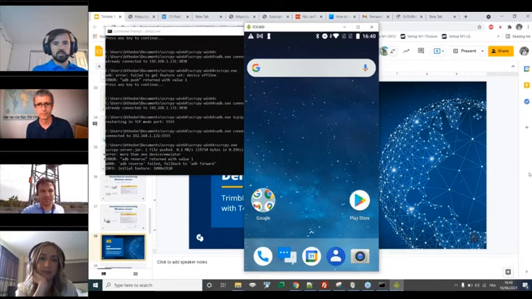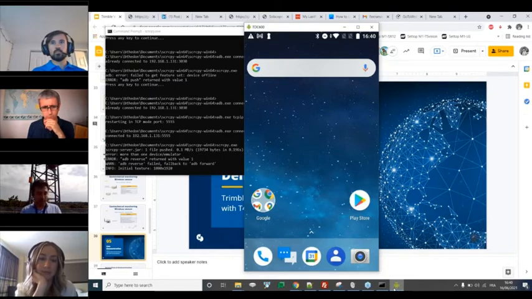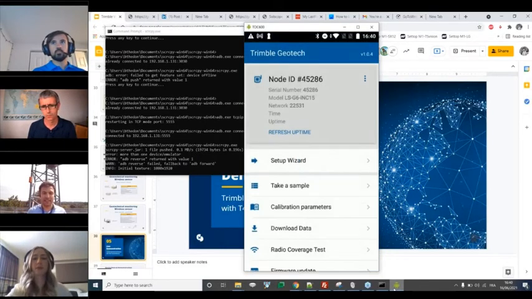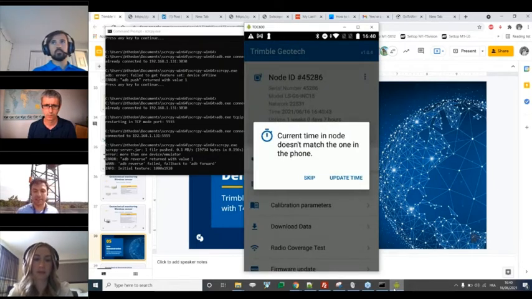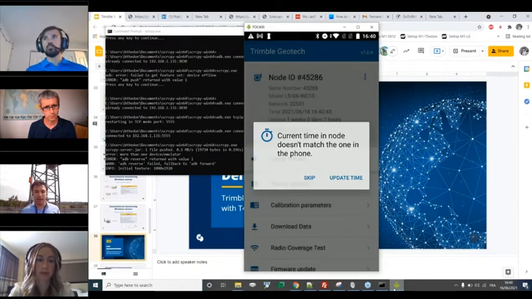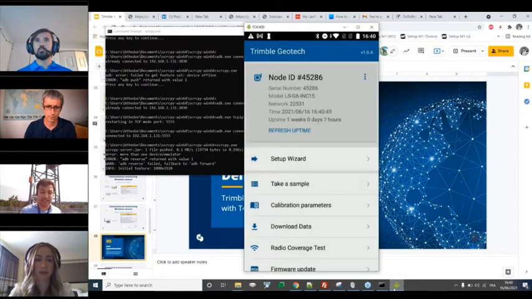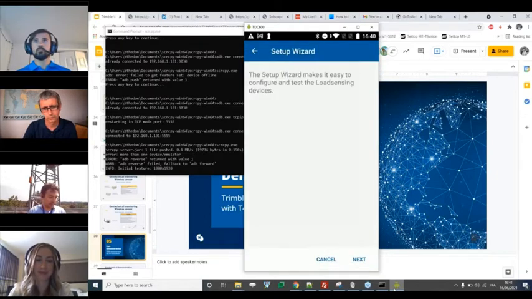All right, Ben, it looks like we can see the screen. Yeah, perfect. I'm sorry, so basically I just take the USB-C, so now it's connected to my tilt meter, and when you connect, automatically it runs the application. As you can see, now it asks me if I want to update the time. The time is already updated, so I'm gonna skip. And now I have to set up my device. To set up my device is very easy. I go on setup, next.